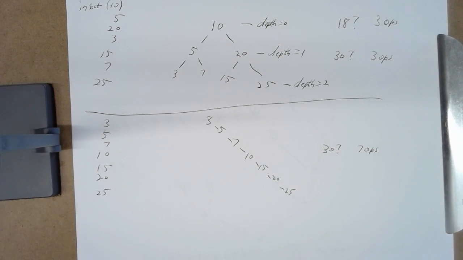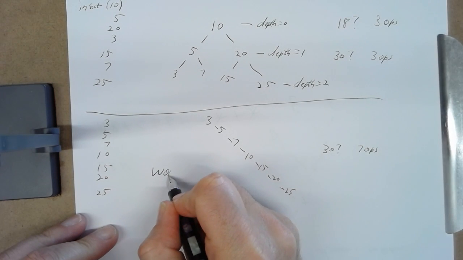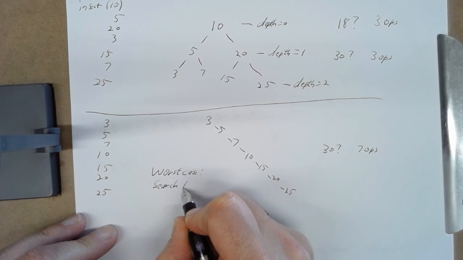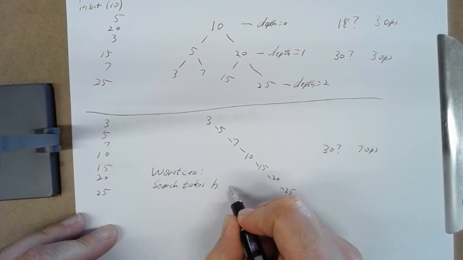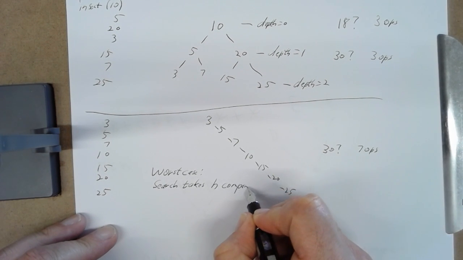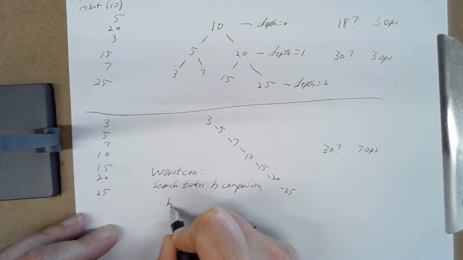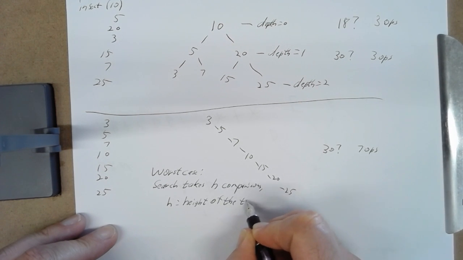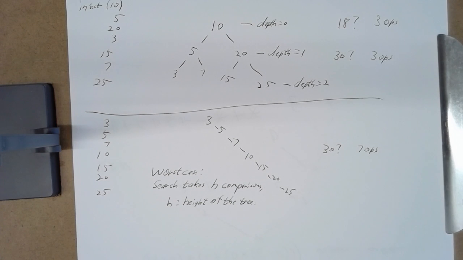So worst case when we search a nicely balanced tree, worst case when we search any tree, the number of operations we need is the height of the tree. Okay, so worst case. Search takes H comparisons, where H equals the height of the tree. So trees with less height are going to be faster to search.